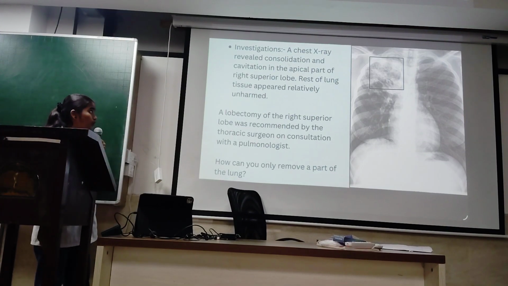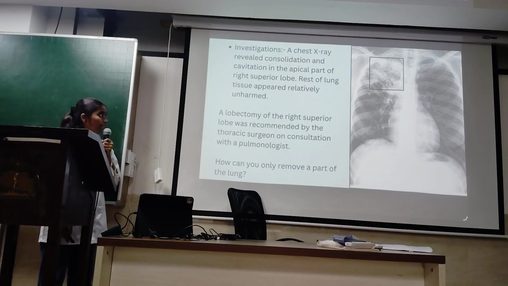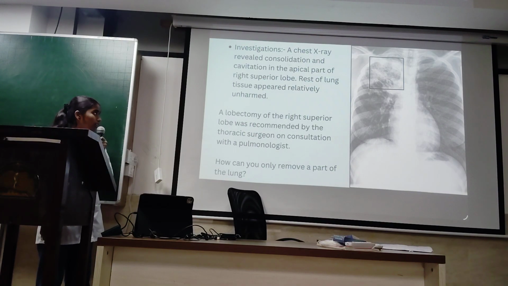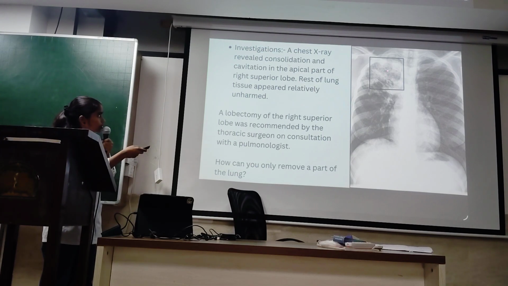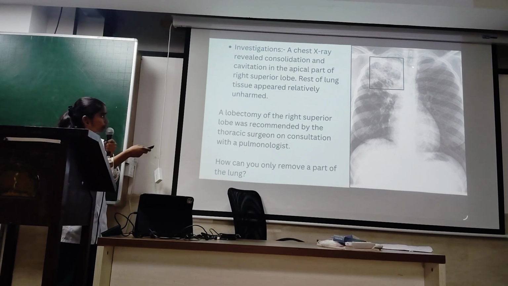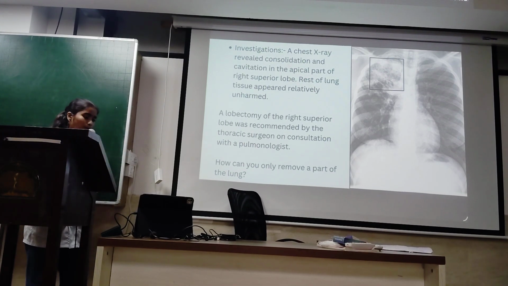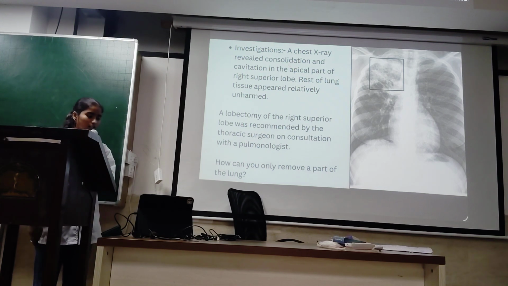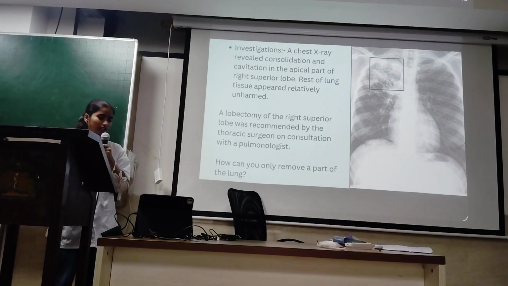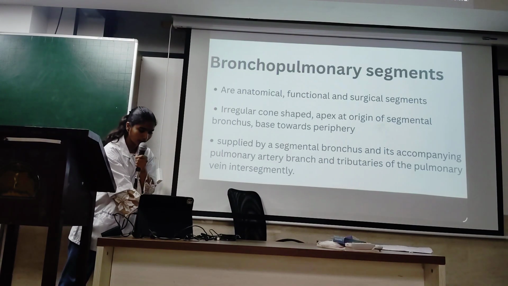So investigation shows a chest X-ray revealed consolidation and cavitation in the apical part of the right superior lobe. The rest of the lung tissue appeared relatively unharmed. So here we can see the consolidation in the apical part of the right superior lobe. So a lobectomy of the right superior lobe was recommended by the thoracic surgeon on consultation with a pulmonologist. So how can you only remove a part of the lung? The answer to this question lies in the anatomy of the bronchopulmonary segment.